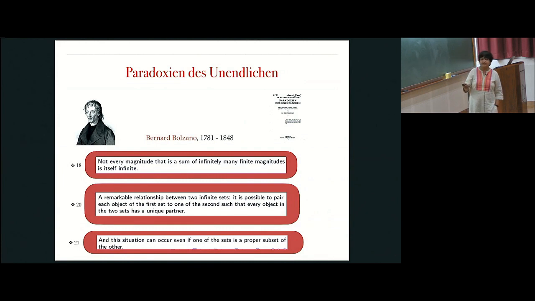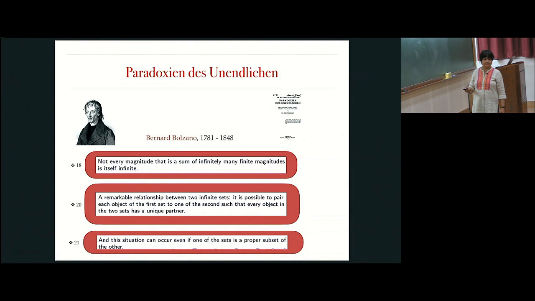What he says is interesting: not every magnitude that is a sum of infinitely many finite magnitudes is itself infinite. But there is a remarkable relationship between two infinite sets, that it is possible to pair each object of the first set to one of the second, such that every object in the two sets has a unique partner, which means there is exactly one kind of infinity. Aristotle also thought there was only potential infinity and nothing else. Even in the middle of the 19th century, that concept that there is one infinity was still there. And this situation can occur even if one of the sets is a proper subset of the other.